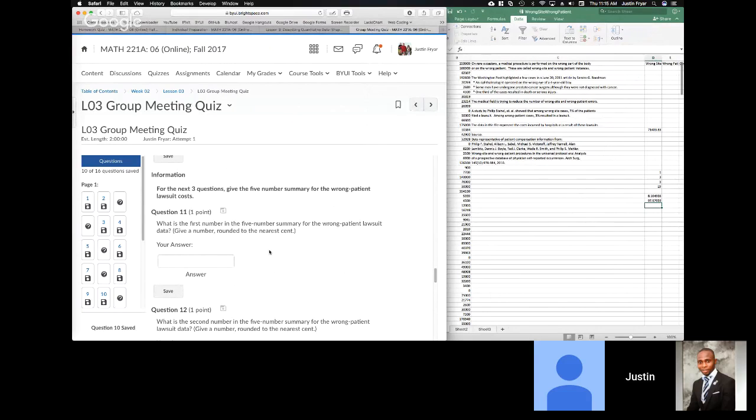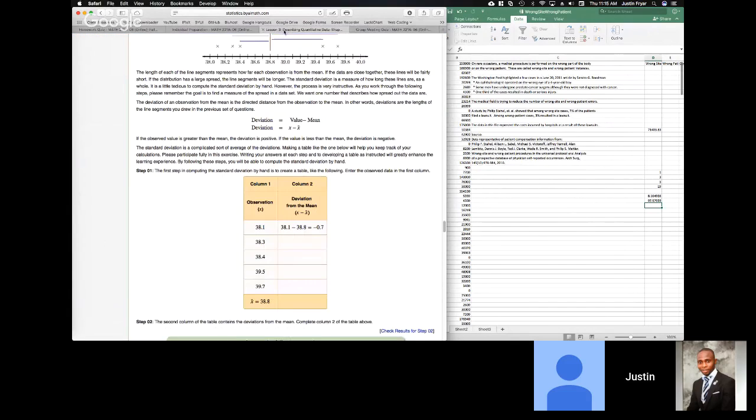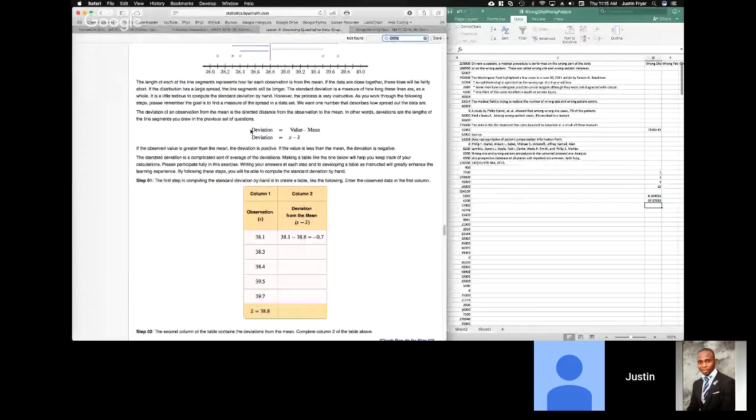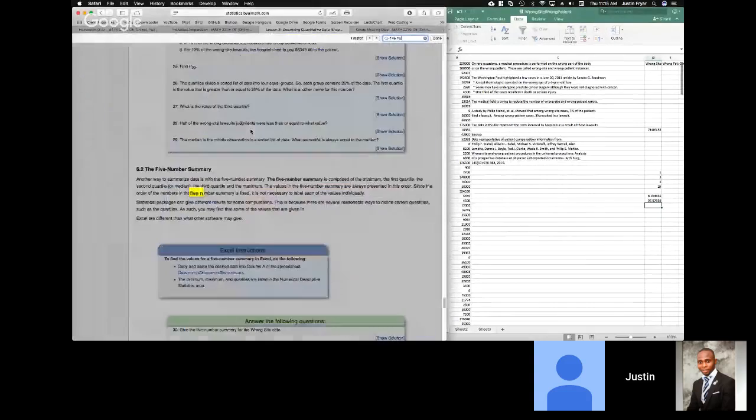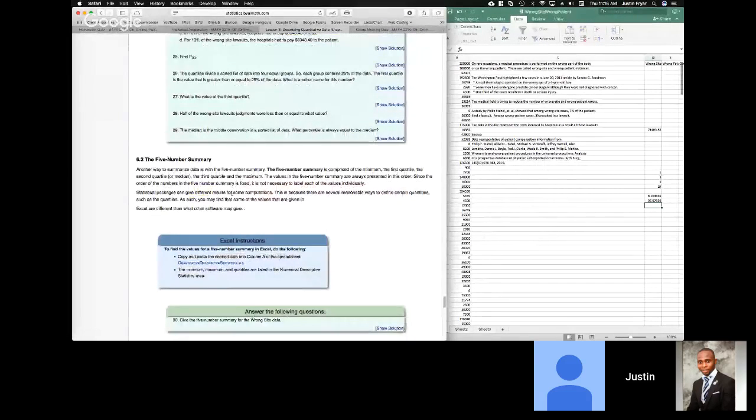What is the first number in the 5-number summary? Let's see, what was the 5-number summary? Minimum, the first quartile, the second quartile, third quartile, and the maximum.